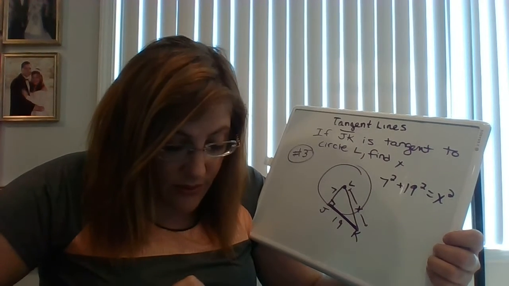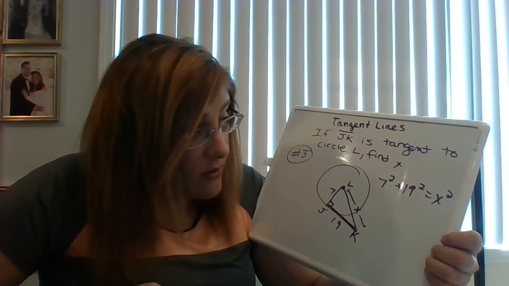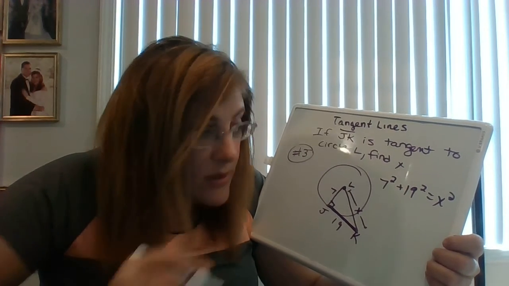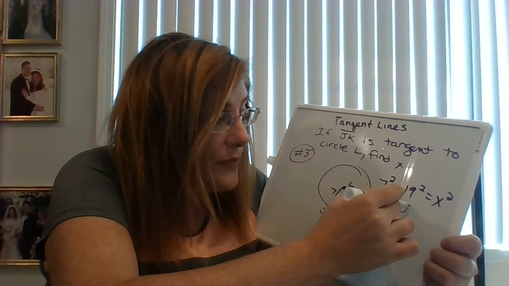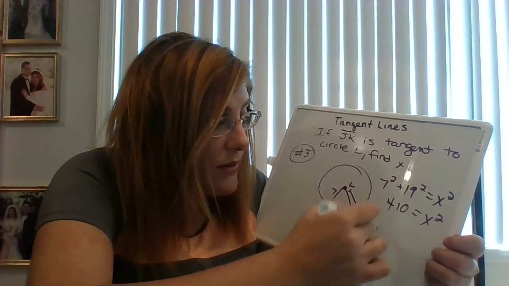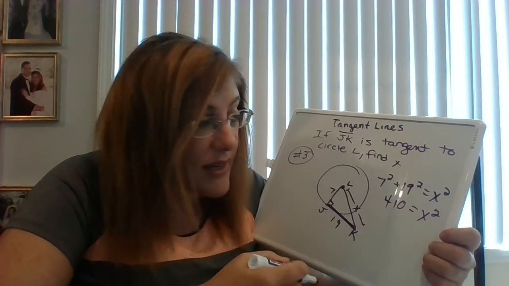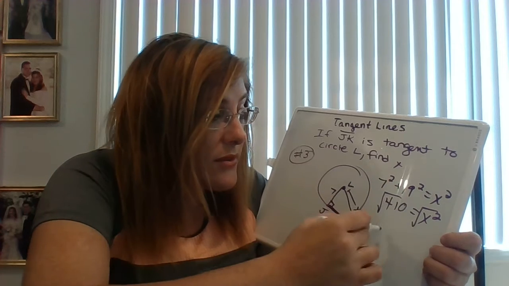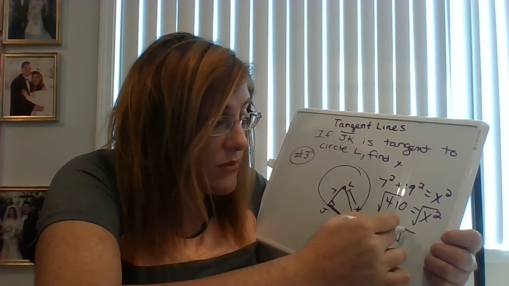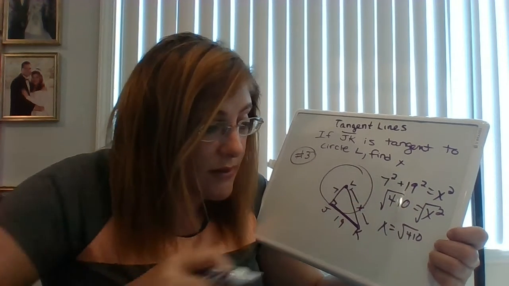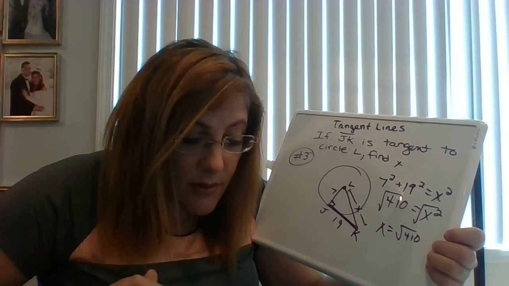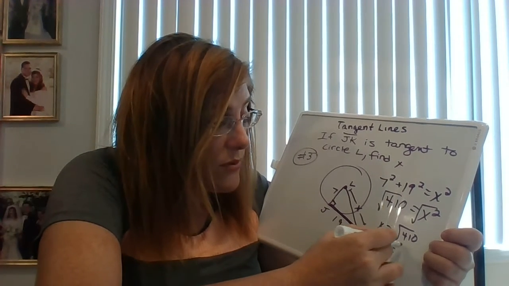So let's see if it does. I mean, it will. We'll figure out what X is. So this is 410 equals X squared. And to get X by itself, we have to take the square root of both sides. So we get X equals the square root of 410, which happens to be 20.2.